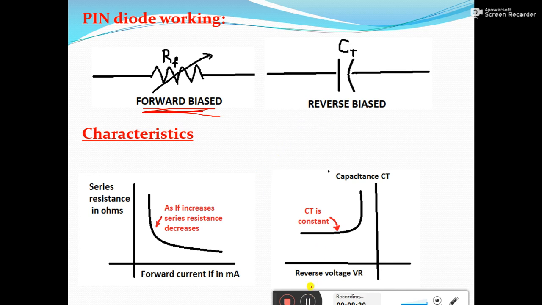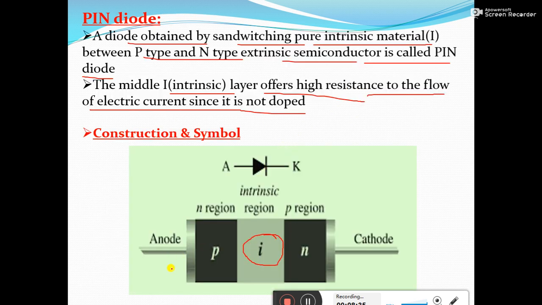Next, whenever the PIN diode is reverse biased, the p layer is connected to the negative terminal of the battery and the n layer is connected to the positive terminal of the battery. In this case, the holes will move away from the junction, and the electrons in the n region will also move away from the junction. That means they increase the depletion layer formed by the intrinsic semiconductor. You can see here, this is analogous to a capacitor.